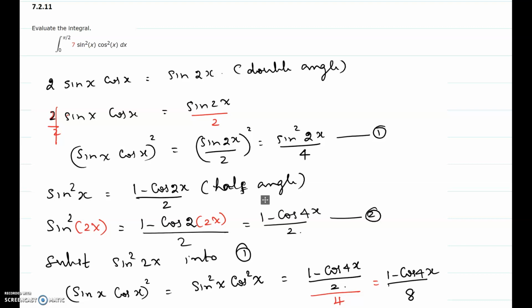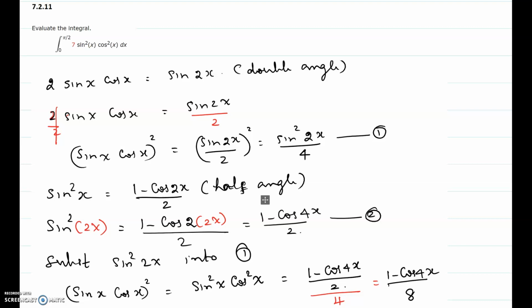So let's recap the double angle formula from trigonometry. 2 sine x cosine x is equal to sine 2x, which is the double angle formula for sine. So if you divide both sides by 2, you get sine x cosine x equal to, on the right hand side, sine 2x over 2. If you square both sides, you get sine x cosine x the whole square equal to sine 2x over 2 the whole square, which will become sine square 2x over 4.